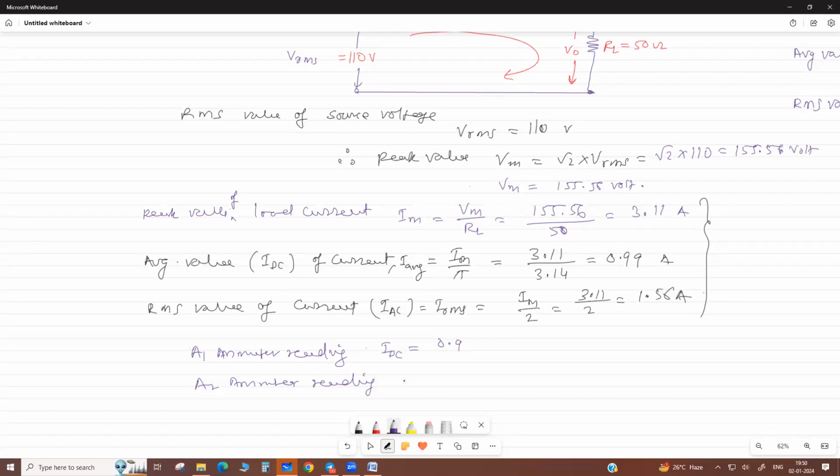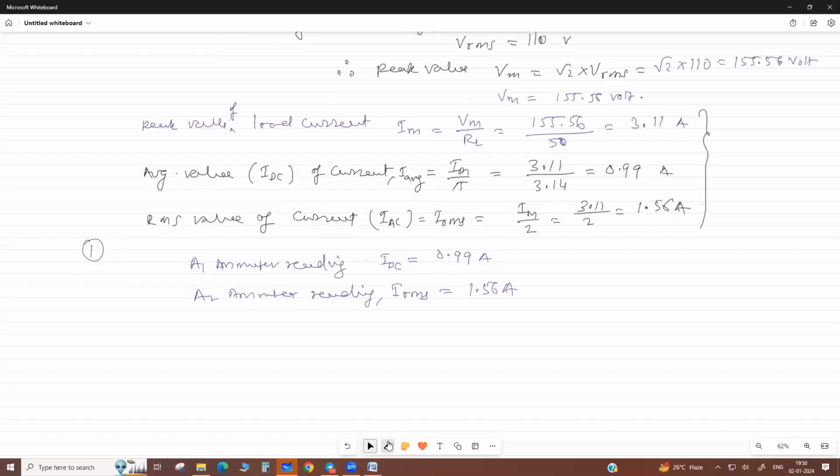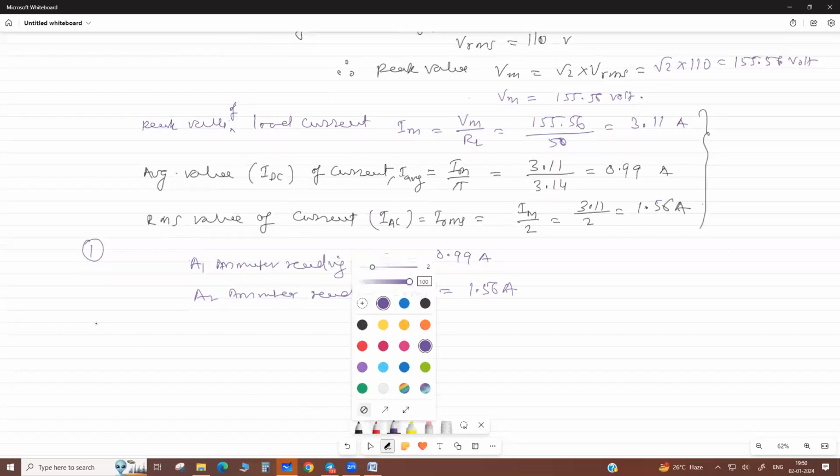This reads I square R, it is heating, Joule's heating law. तो heating के लिए हम ये यूज करते हैं ना, RMS value, root mean square. It reads 1.56 ampere. This is the reading. ये फर्स्ट पार्ट हो गया आपका. Second part they ask for the form factor and peak factor.